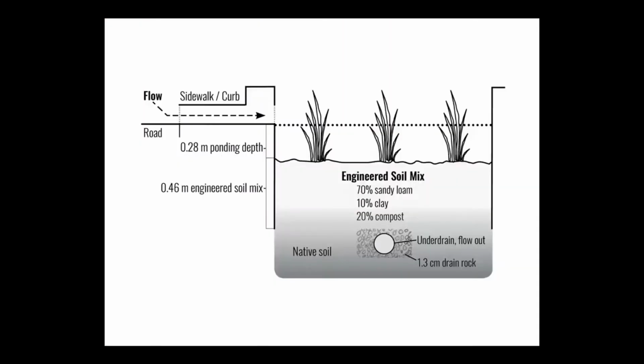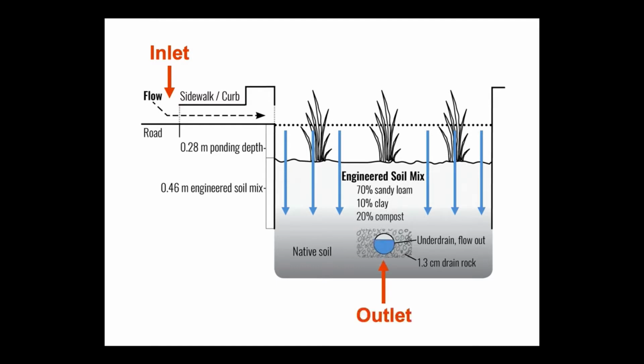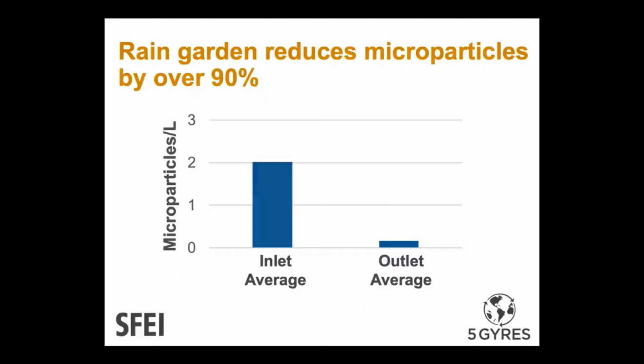A cross-sectional view of that, water's flowing in at the curb. It ponds on top of our rain garden and filters down to where it finally flows out an underdrain. We got to measure microparticle concentrations at the inlet and the outlet to this rain garden. What we found is that the rain garden reduced microparticle concentrations by over 90%. So this is one of the really elegant solutions to reducing microparticle and microplastic concentrations to the bay.